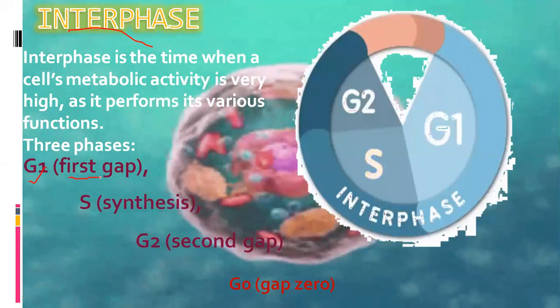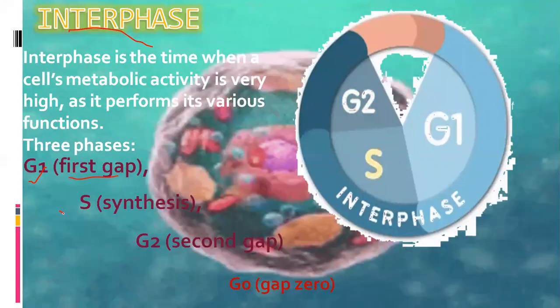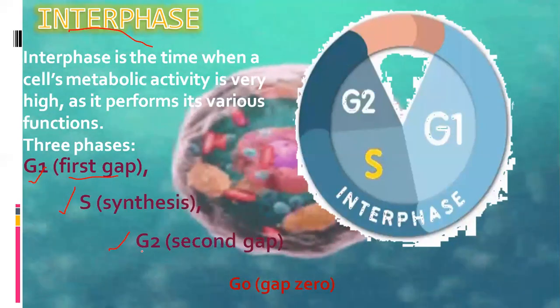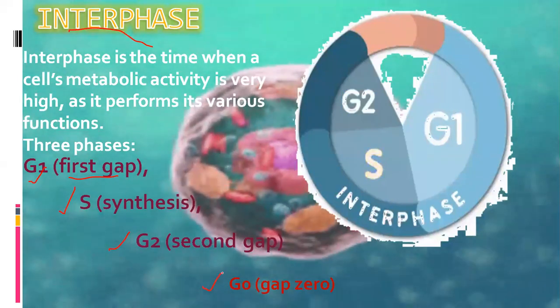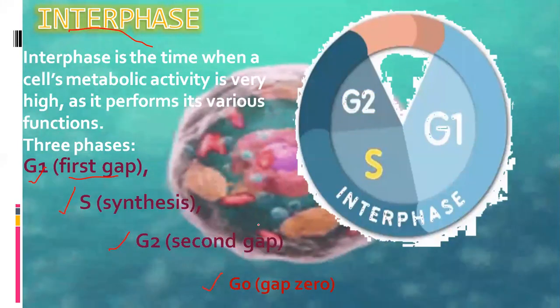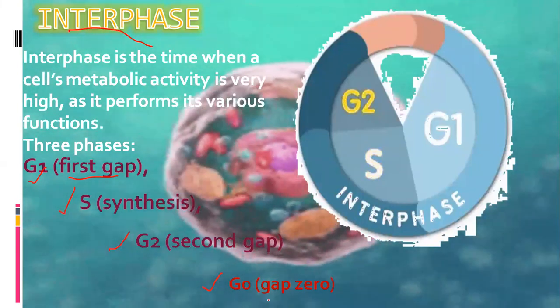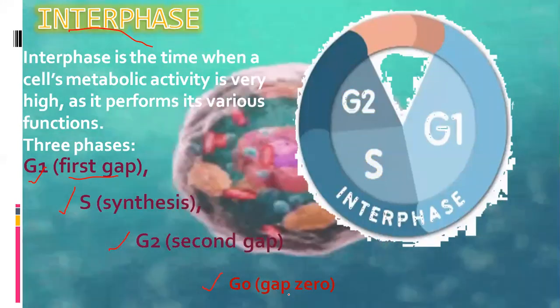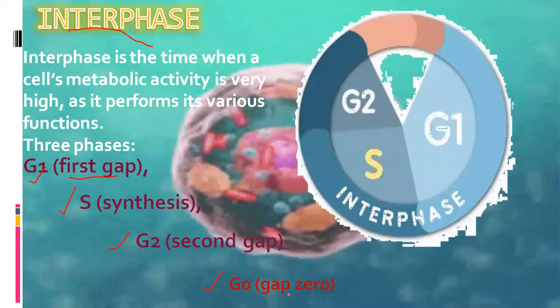G1 is said to be the gap 1 phase. Then S phase, that is called the synthesis phase. Then G2 phase, that is called gap 2. Then there is the G0 phase. We consider three main phases because the G0 phase is outside the cycle. Here sometimes the cell divides, sometimes the cells don't divide so quickly. The process is very slow. We'll talk about it at the end, inshallah.